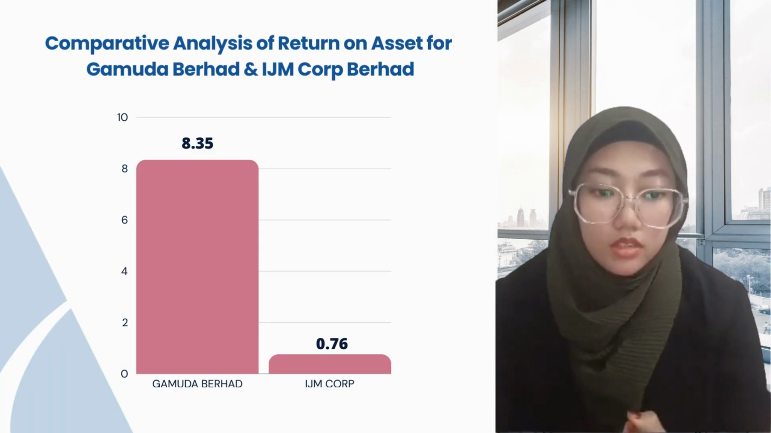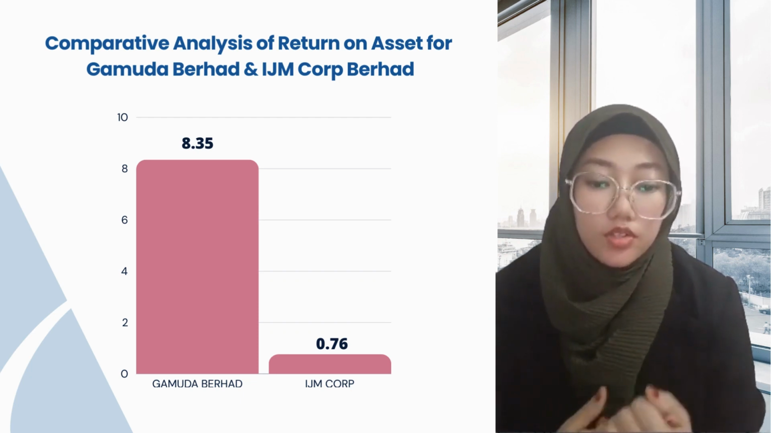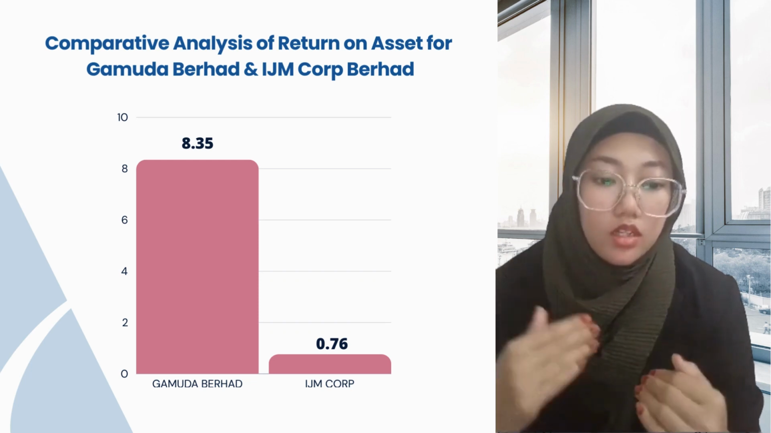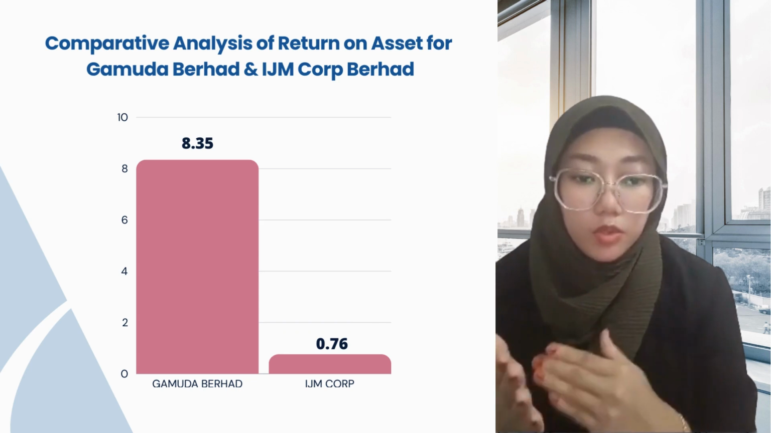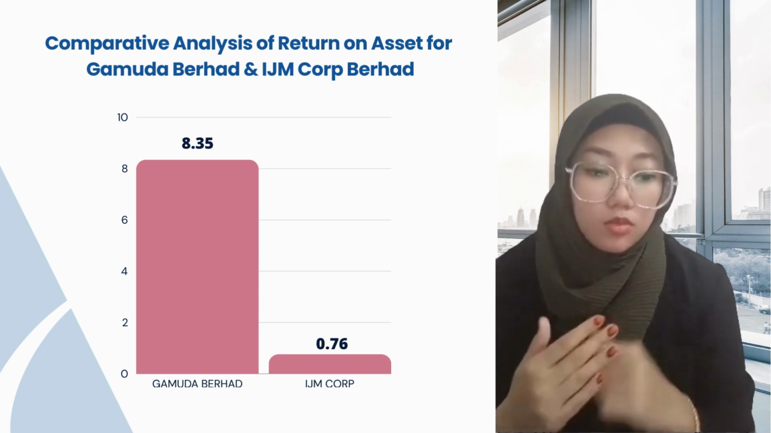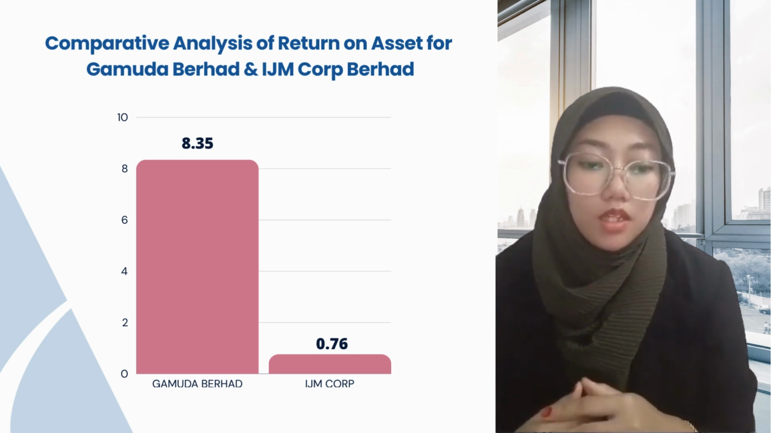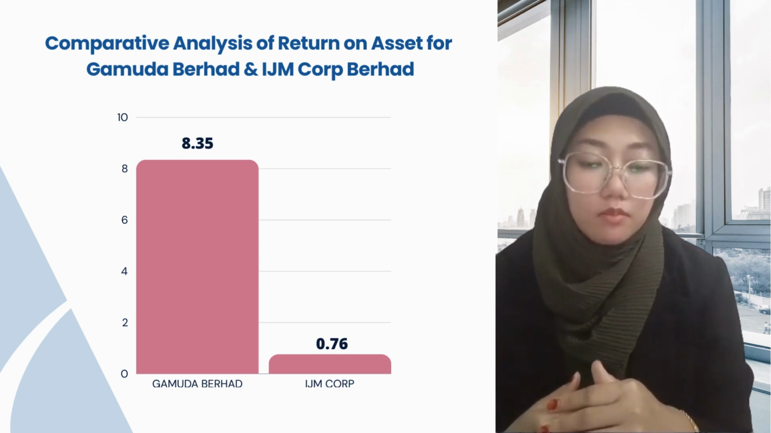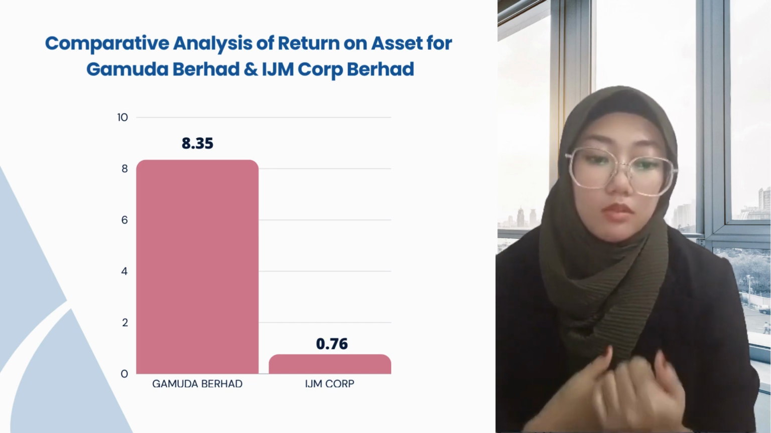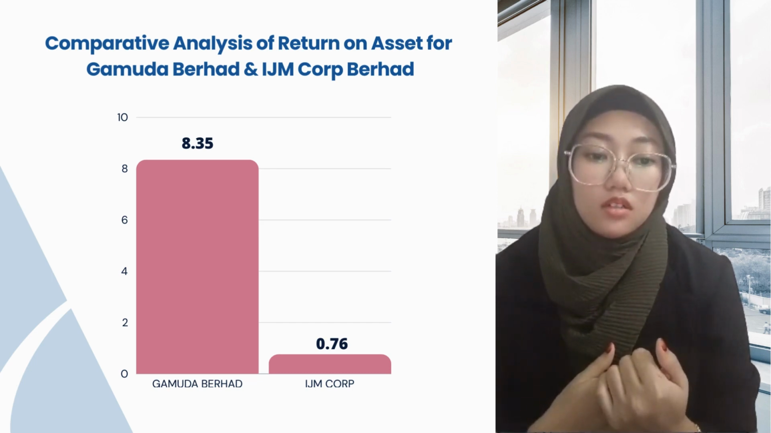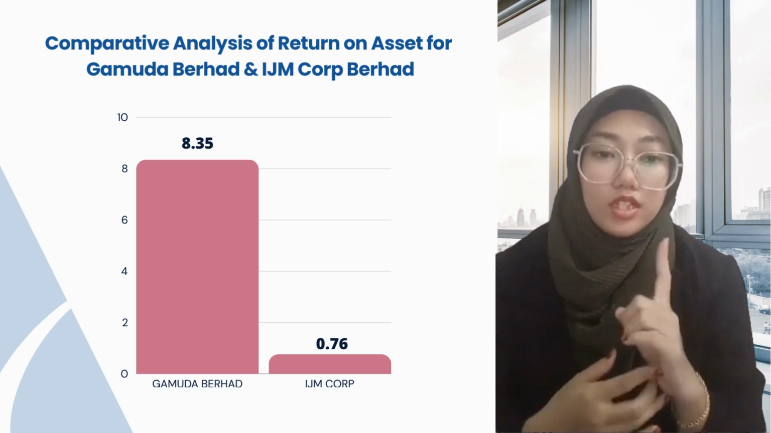The current year return on asset for Gamuda Berhad and IJM Berhad shows a really distant difference. Gamuda Berhad is very high compared to IJM Berhad with a record of 8.35, while IJM only records 0.76. This means that on every RM1 investment made in assets, Gamuda is able to generate 8 cents of return, while IJM Corp is only able to generate 0.007 cent on every one ringgit invested in their assets.